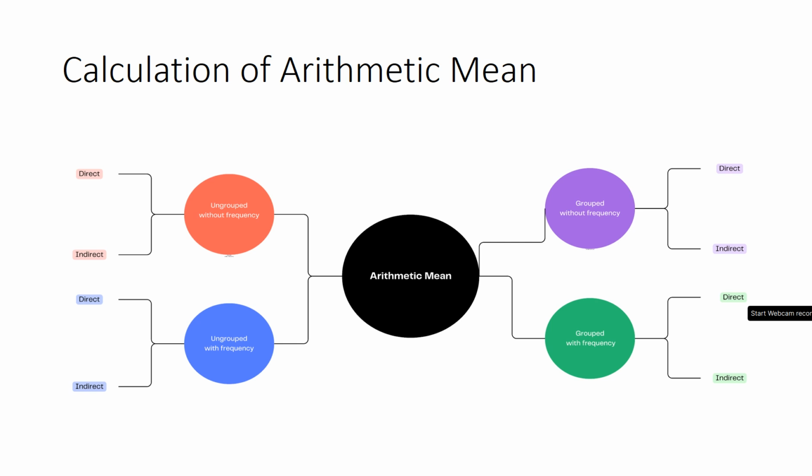Now, coming to this, which is important: the possible ways in which you can calculate arithmetic mean. You can have group data or ungrouped data. In the next slide, I will explain what is ungrouped data.